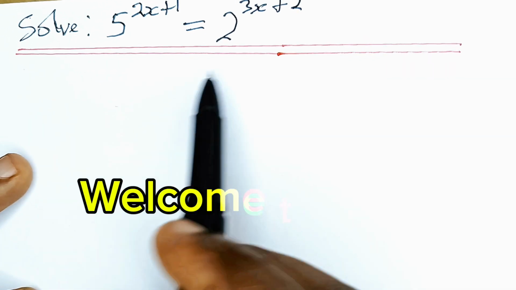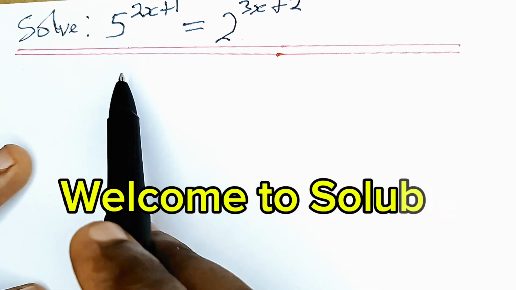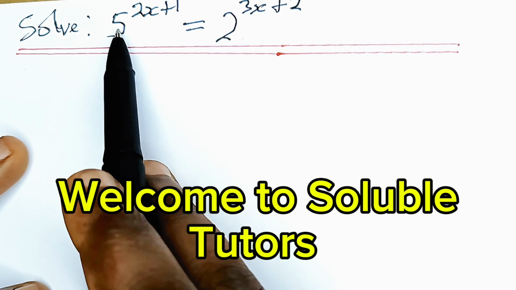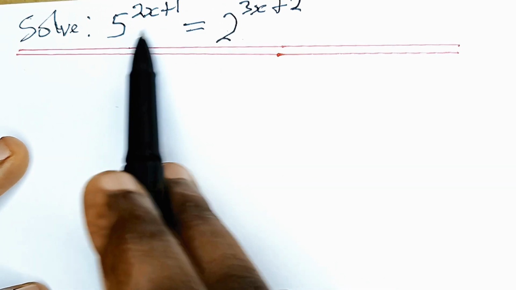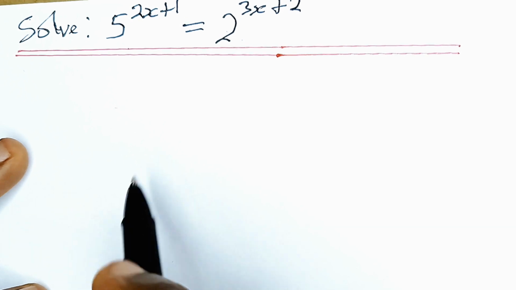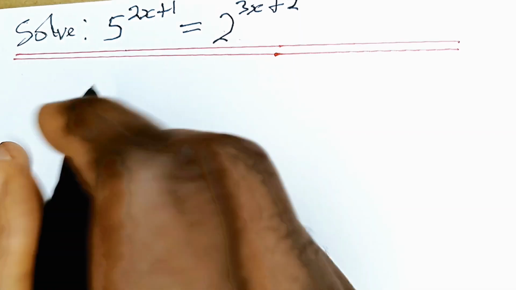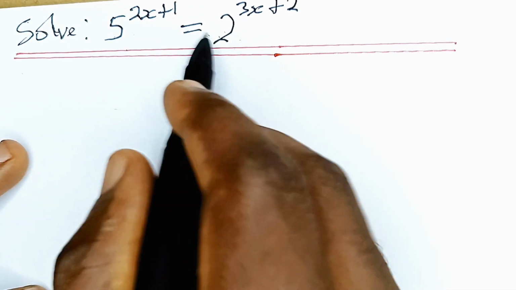You're welcome. Let's solve this exponential equation. Checking through, this and this have different bases, so you have to approach it in this manner. We have to find the natural logarithm of both sides.